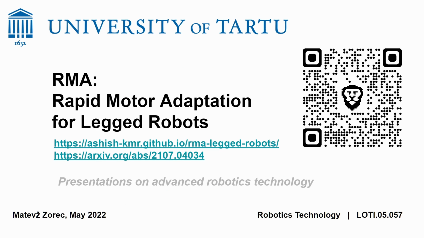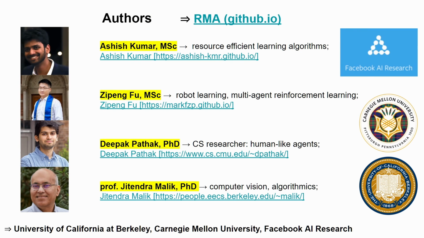So this is a paper about a novel method for stable all-terrain legged locomotion, and it was published in Robotics Science Assistance Journal in 2021. Some quick things to point out about the authors. They share a rich background in robotics or related research. They work at University of California at Berkeley, Carnegie Mellon, and the Facebook AI Research Group.